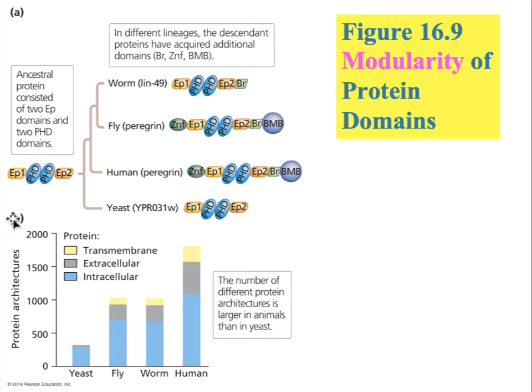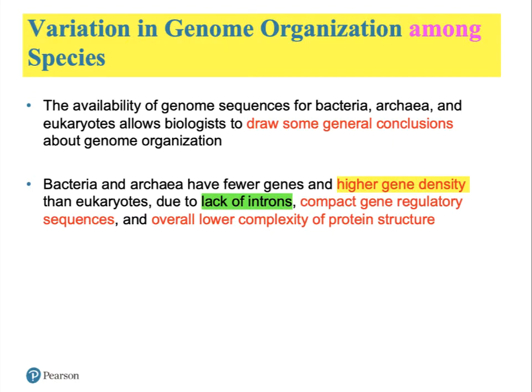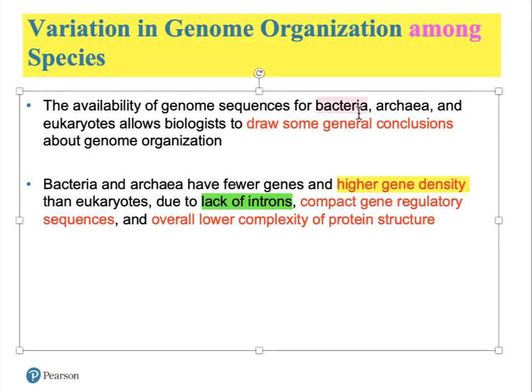The bottom figure compares different categories of eukaryotic organisms with protein architectures. The general takeaway from this is that multicellular eukaryotes have more complex protein architectures than single-celled eukaryotes. The more data that we have acquired, the better the analysis that we can perform. Because we have so much data from bacteria, archaea, and eukaryotes, one avenue of investigation is to compare all three to draw some general conclusions about genome organization.